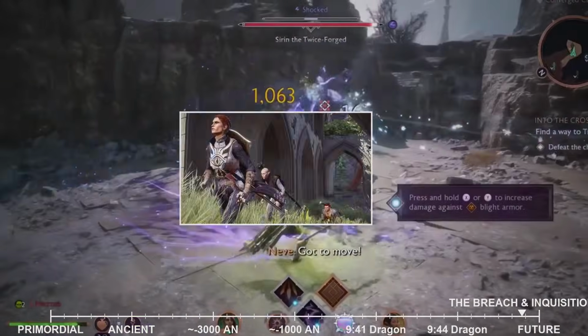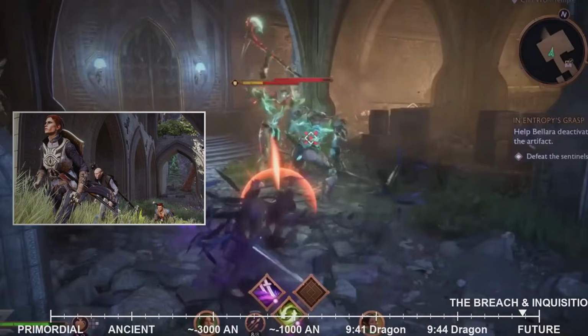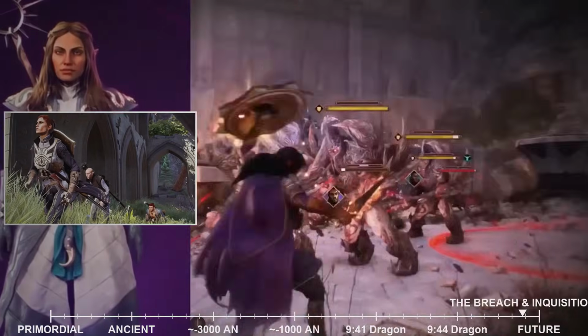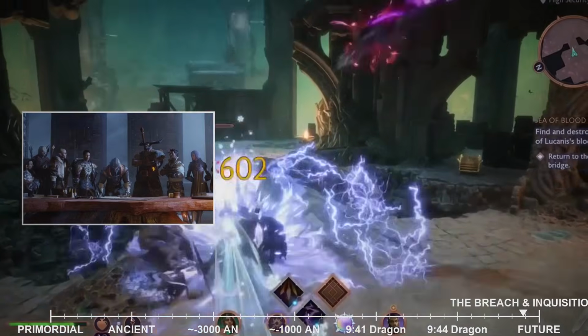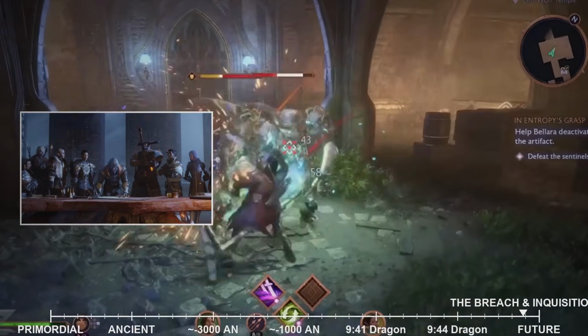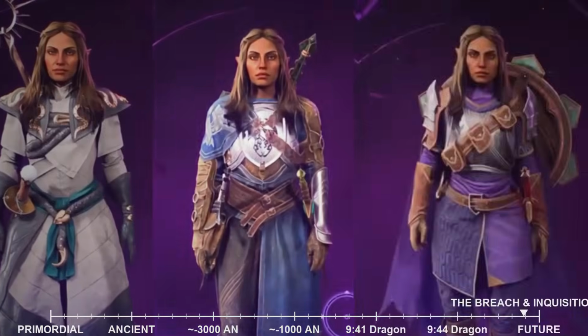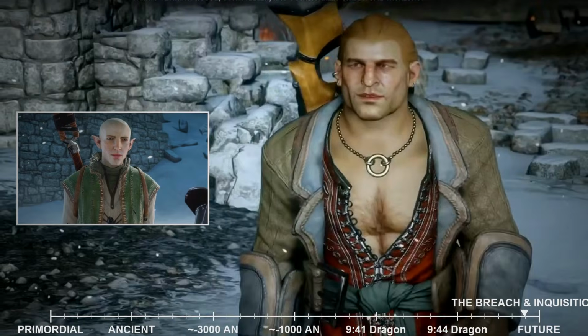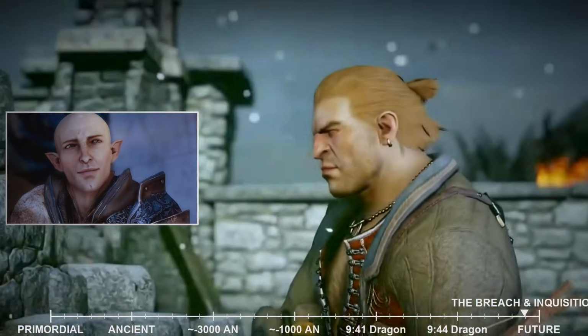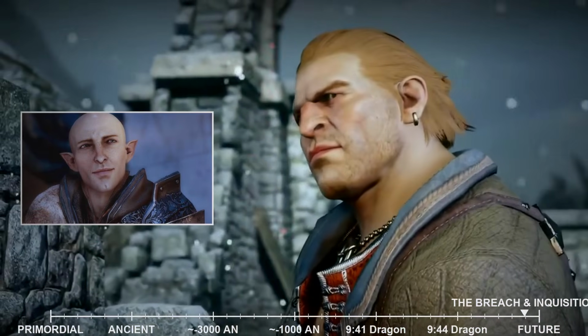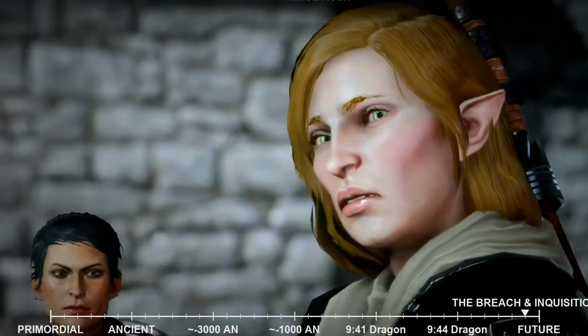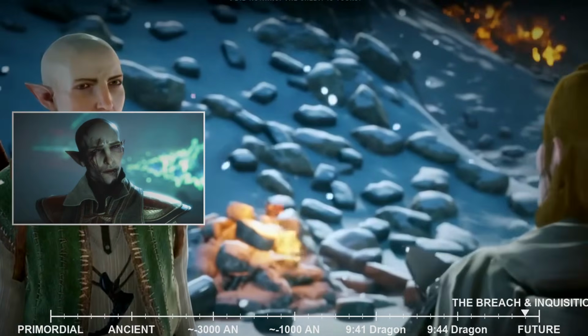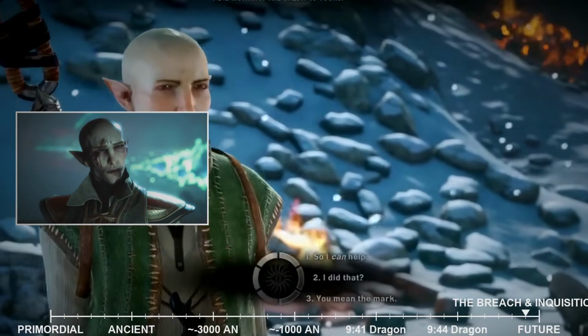As the Inquisition solidified its presence, the Inquisitor, as the Herald was now known, began to gather allies, recognizing that the monumental task ahead required a diverse array of skills and perspectives. Among the first to join was Solus, an enigmatic elven apostate mage with an unparalleled knowledge of the Fade. Solus, with his calm demeanor and profound understanding of spirits and magic, quickly became an invaluable advisor, his insights into the nature of the breach and the Fade proving instrumental.